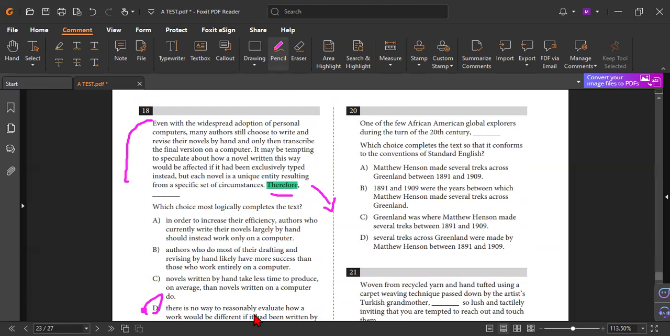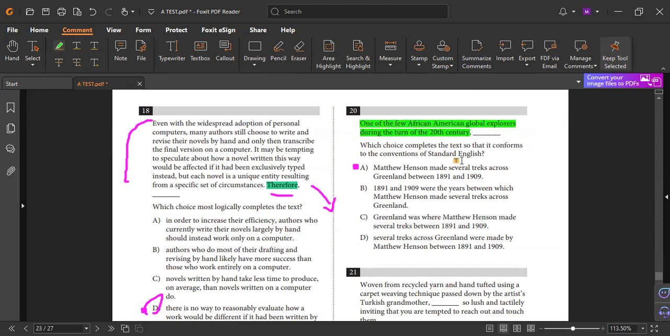Good target. Now number 20. Is it C? Number 20, it must be letter A. Why? Because it is a modifier. He tells you here one of the few African American global explorers. So after the comma, we need the information related to this appositive phrase.